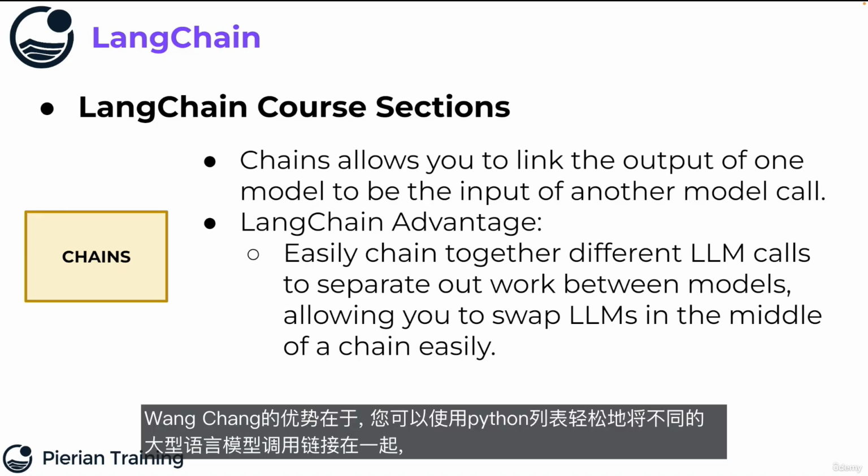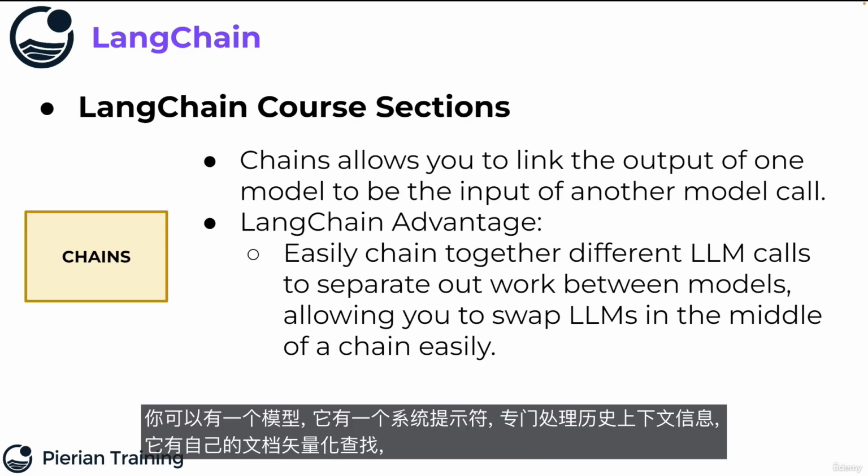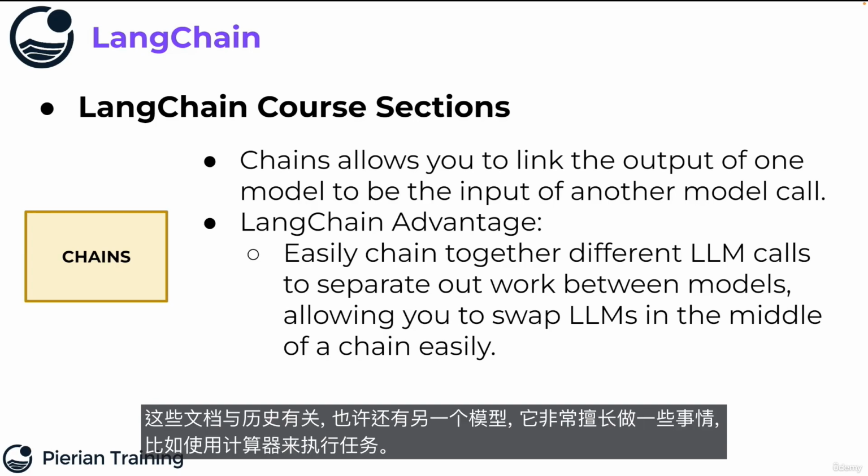The LangChain advantage here is you can easily chain together different large language model calls using a Python list to separate out the work between models. You can have one model with a system prompt really specialized in historical context information that has its own vectorized lookup of documentation that has to do with history, and maybe another model that's really good at doing things like using a calculator to perform tasks.